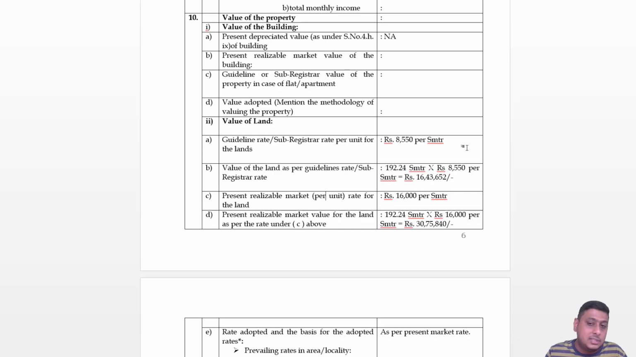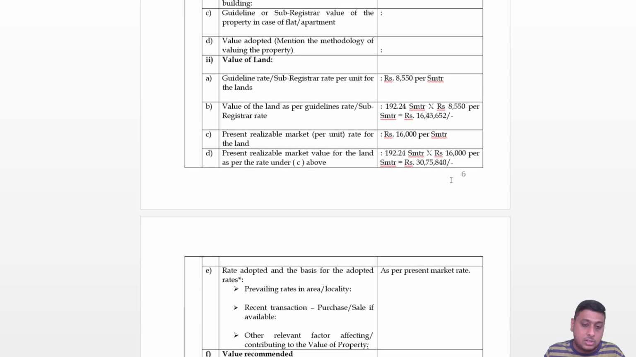That rate you have to mention. Generally, this rate will be in square meters. They will not fix the rates in square feet. So the area of the site will be known, multiply this one. This is the rate as per the government. But depending upon the location and area of the site, I have taken it as 16,000 rupees. So the total value of the site is 30,75,000 rupees. But as per the government, it is 16,43,000 rupees.